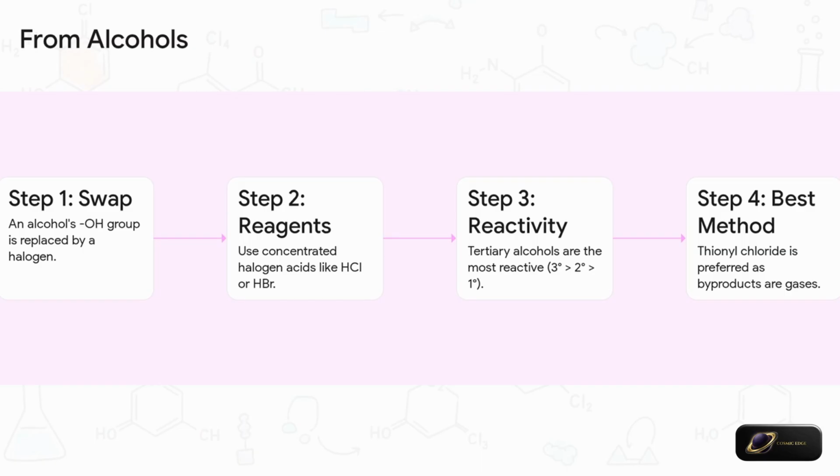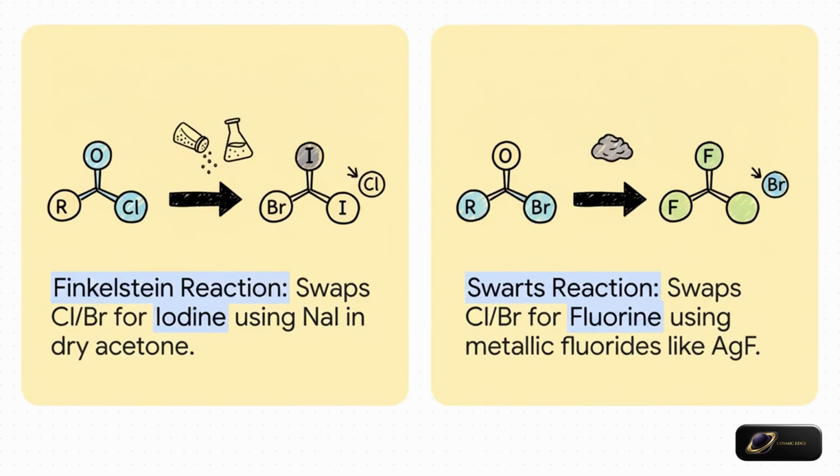But here's a really clever trick. Chemists love using a reagent called thionyl chloride. Why? Because its other products are sulfur dioxide and hydrogen chloride, both gases. They just bubble away, leaving you with a nice, pure haloalkane. It's so efficient. But what if you already have a haloalkane and you just want a different halogen?